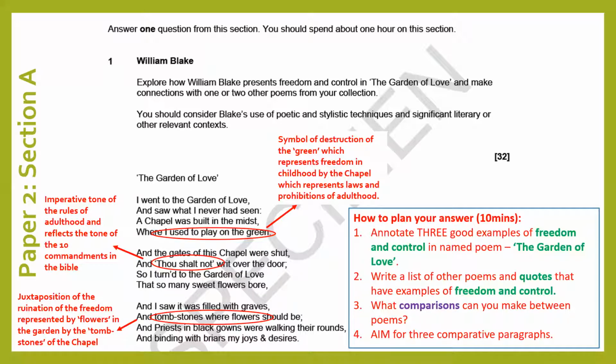The imperative tone of the direct address in the sign over the door shows the rules of adulthood and reflects the tone of the 10 Commandments in the Bible, so you've got a bit of allusion there, and the religious reference. And then finally, tombstones where flowers should be. So the juxtaposition of the tombstones and the flowers shows how the church is ruining nature or natural things that would normally happen. So in this case, actually, the church is ruining natural love, natural marriage, falling in love and getting married because you're in love, and having children because you're in love, and not just because you're expected to, because those are the rules.